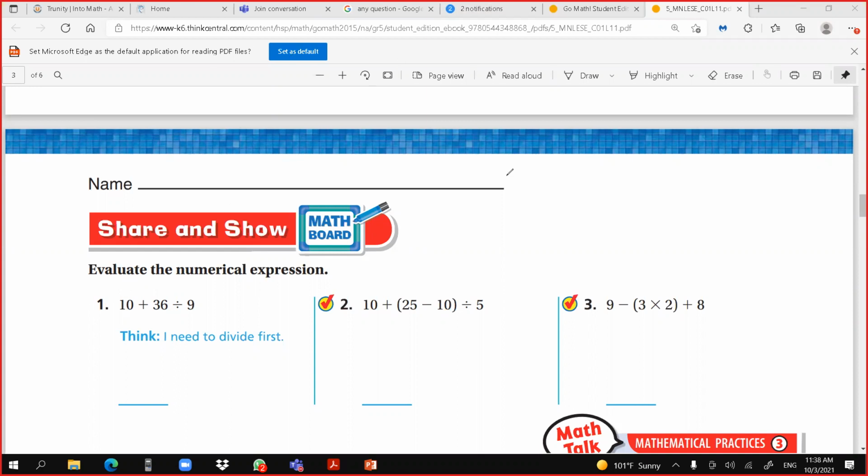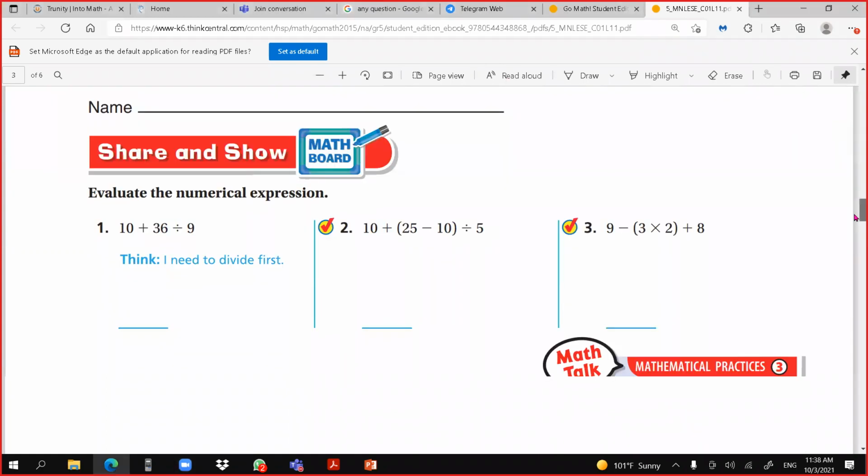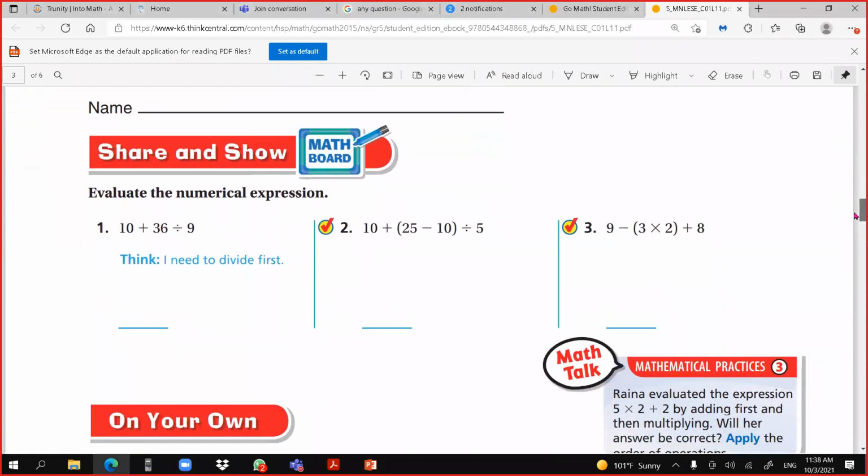Here now, 10. Okay, I want you to help me, but because some of the girls didn't understand, I need now to repeat it. Now here, what do we have? 10 plus 36 divided by 9. Who says that I didn't understand?